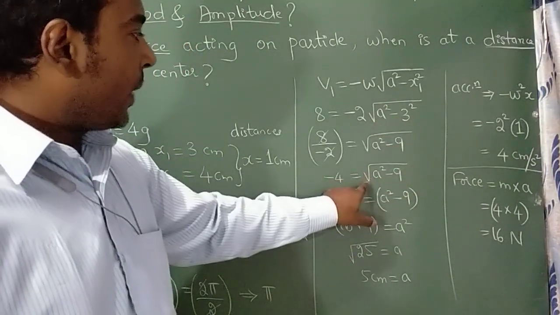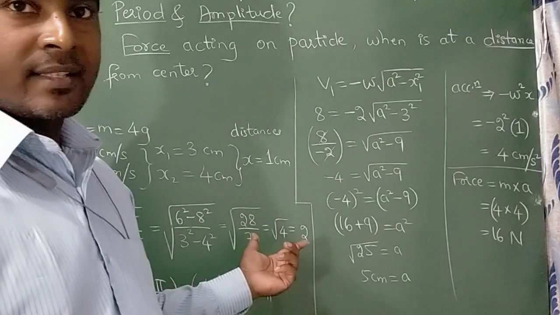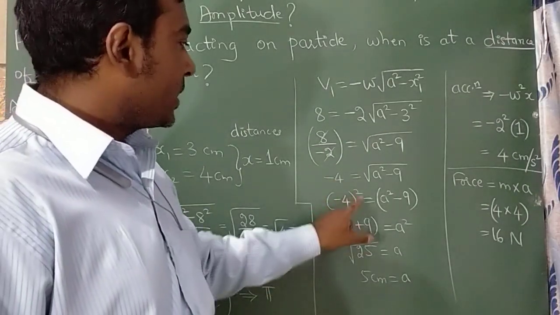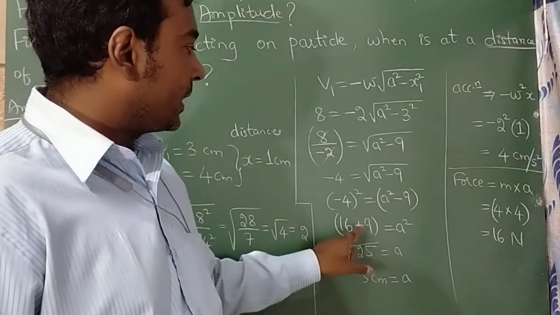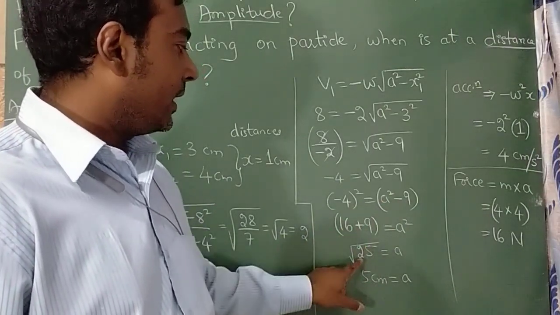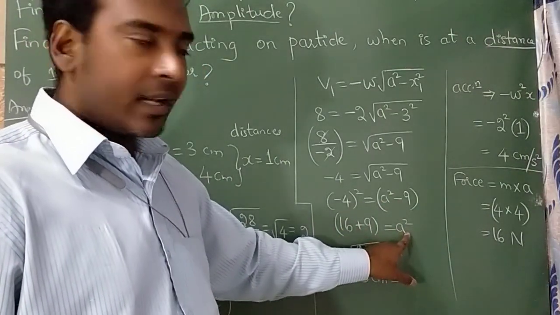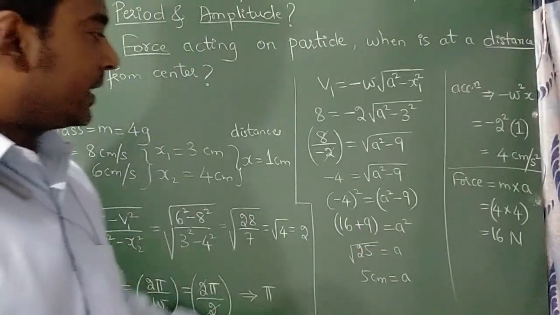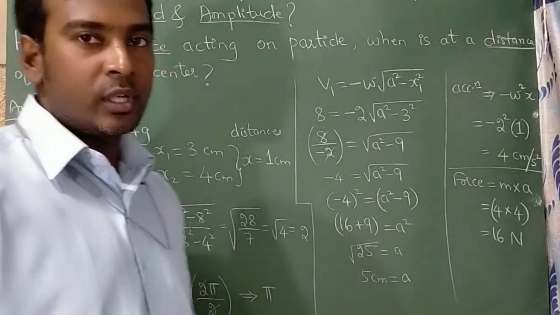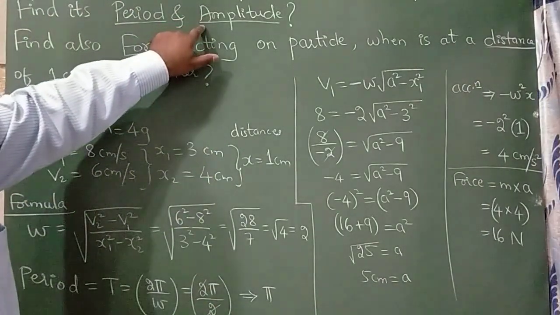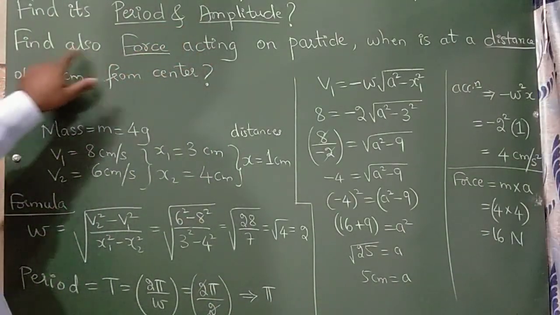Now there is a square root. If you take it on the left hand side, it will become square. So minus 4 square is 16. Minus 9 comes to the left hand side, it will become plus. 16 plus 9 is 25. A square is there. When square comes on the left hand side, it will become root. Square root of 25 is 5 centimeter, is equal to A. That is amplitude.